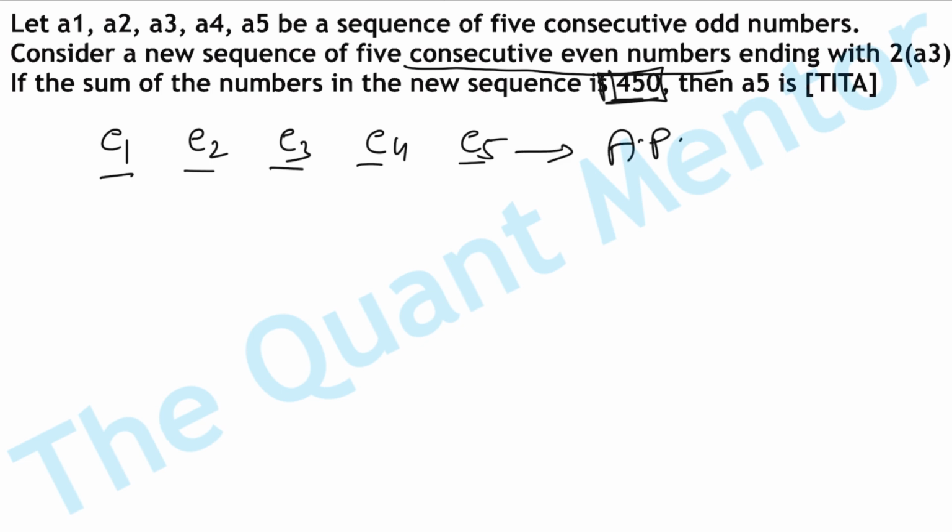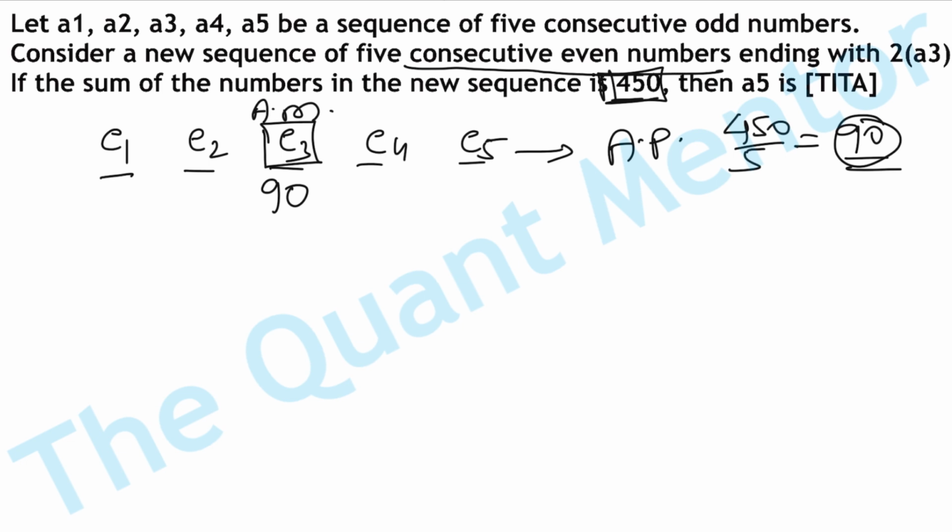And for an AP, we know that whenever there are an odd number of terms, the middle term itself is the average or the arithmetic mean. The sum is 450 for these 5 terms, and we have 5 terms. So the arithmetic mean will be 450 upon 5, and that is 90. Arithmetic mean is 90, so the middle term here would be 90. And that tells me that E4 and E5 would be 92 and 94.